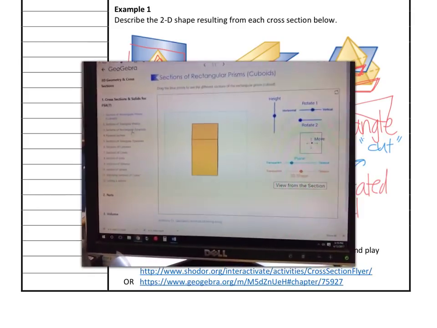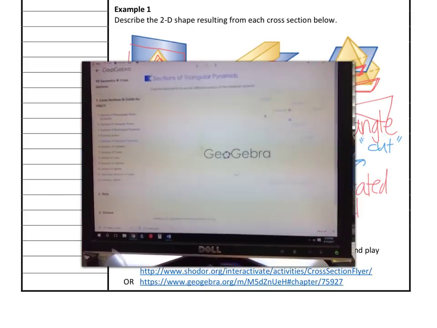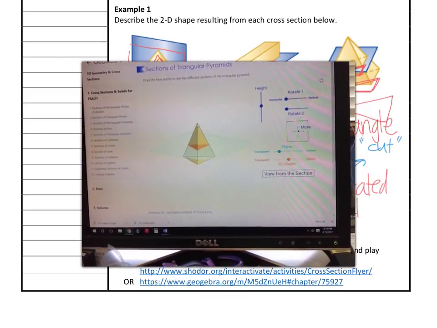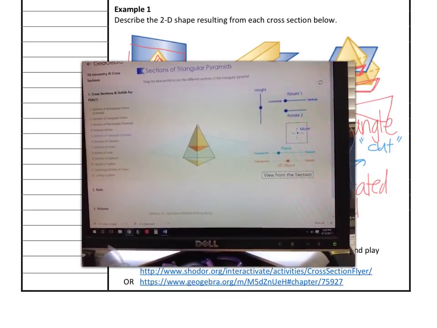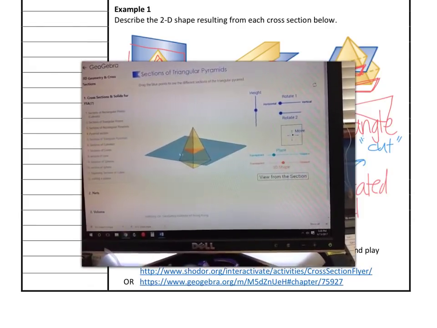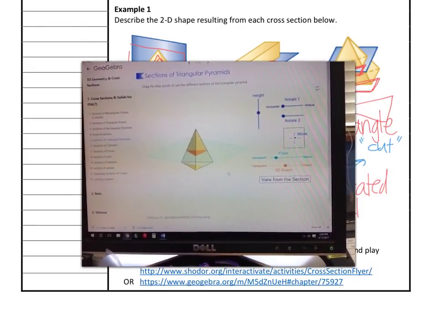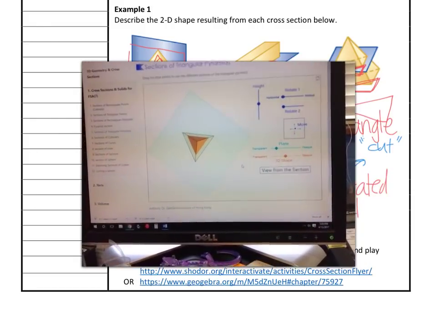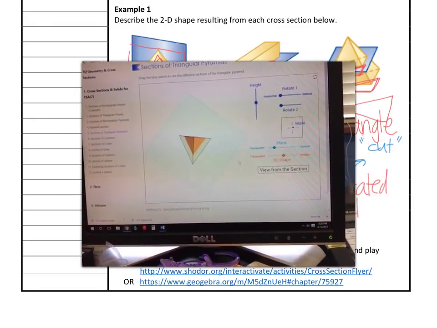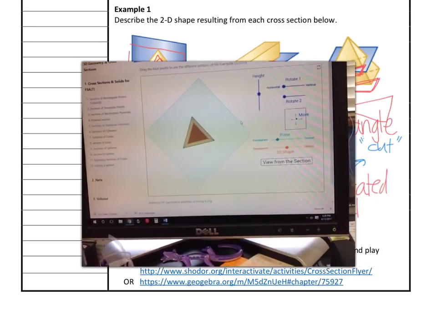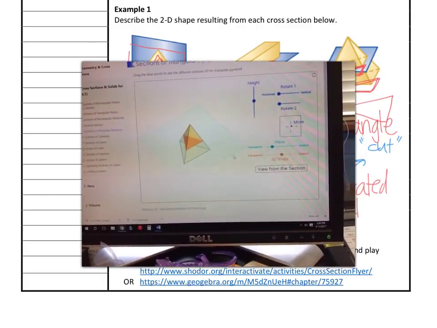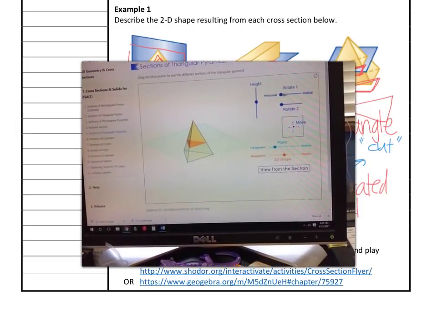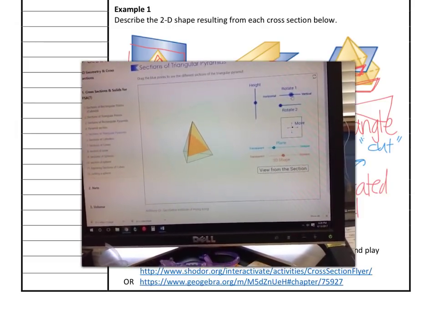Now I want to take a look at a triangular pyramid, because we did look at that a second ago. So this has a triangular base, and the edges come up to make a point at the top. So when I slice parallel to the base, as you can see here, I am creating that orange figure in the middle, which is, in fact, a triangle. So when I turn it to look at the face, it's a triangle. But what if I turn this so that it's a vertical slice? Let's see if this will work.